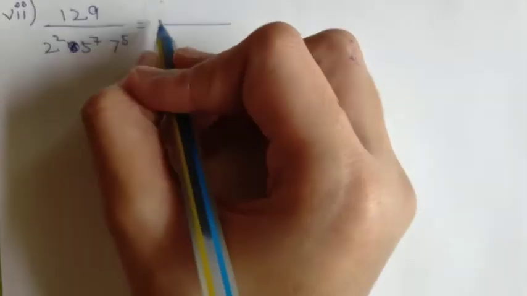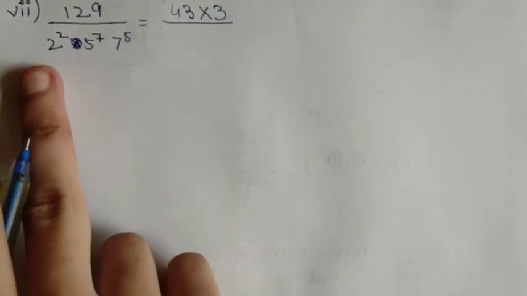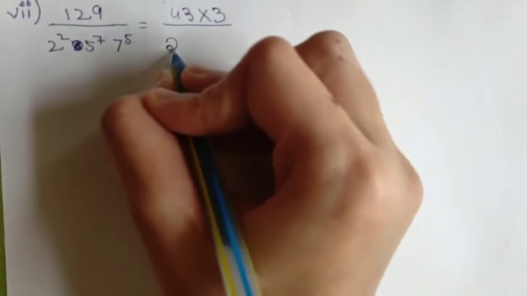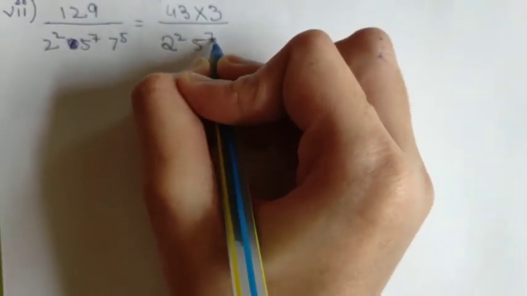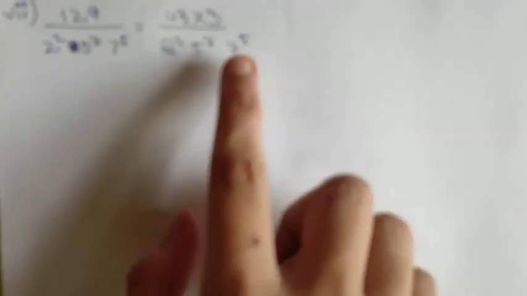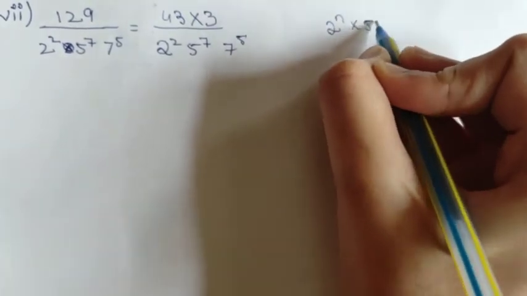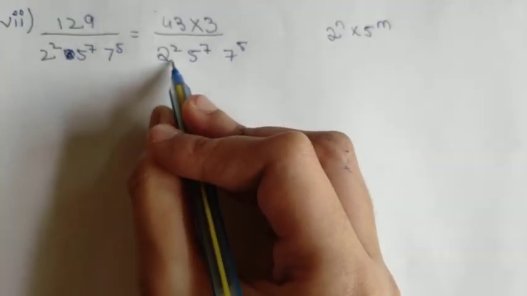So here we have the seventh sub question, that is 129 by 2 root 2, 5 root 7 and 7 root 5. So here let's do the prime factorization of 129. When we do the prime factorization, we get 43 into 3. Okay. So here you can see that we have the denominator in the decimal expansion form. So I write it down same as it is there. It is in the form 2 root 2, 5 root 7 and 7 root 5. So here it should be of the form 2n into 5m.